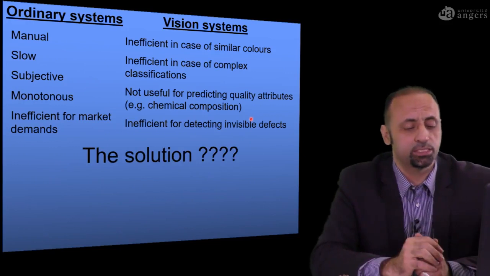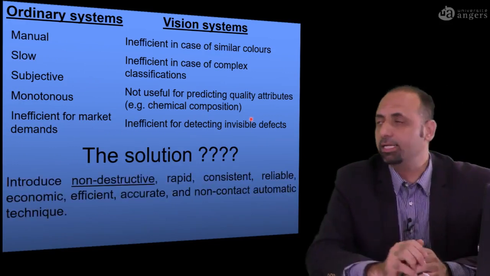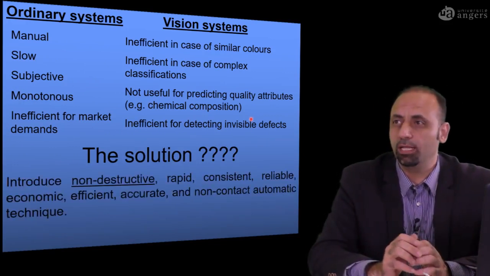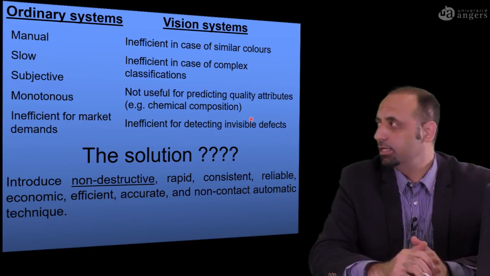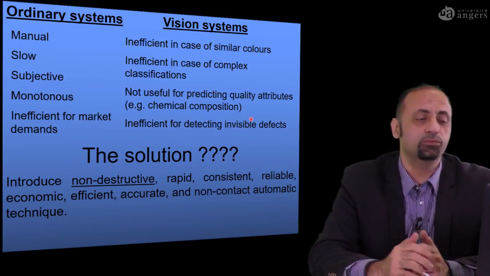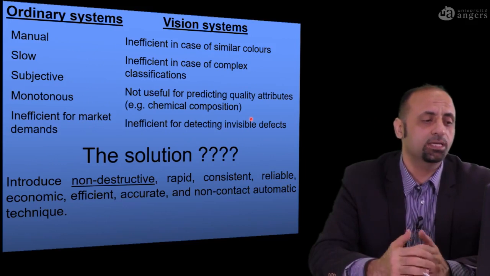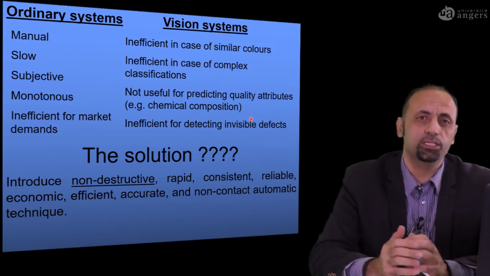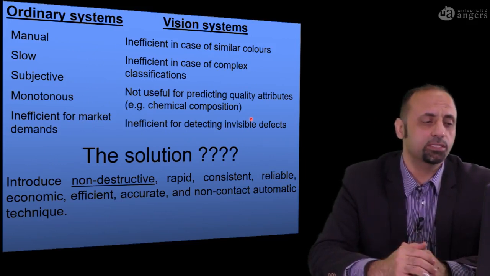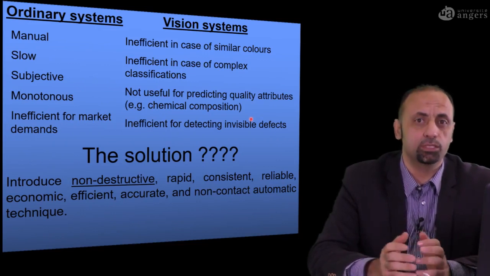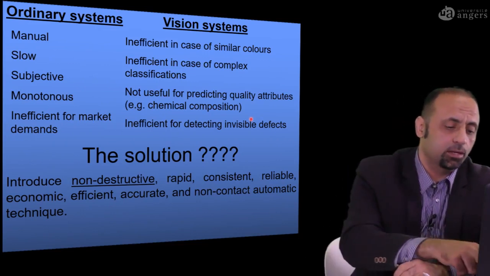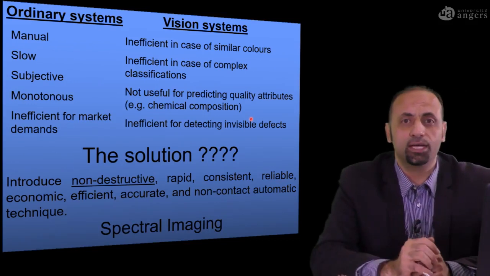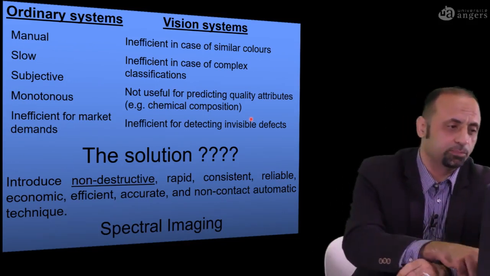So what is the solution? The solution is to find a technology that can fulfill a lot of parameters. It should be non-destructive, rapid, consistent, reliable, and give you some information on internal quality parameters, and should be overall a non-contact and automatic technique. All of these parameters could be found in spectral imaging.